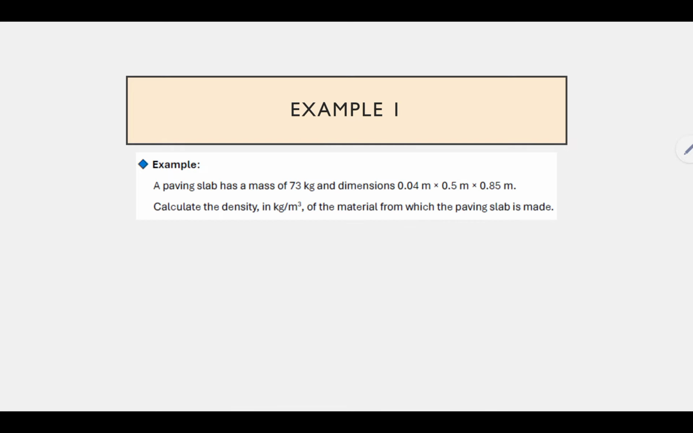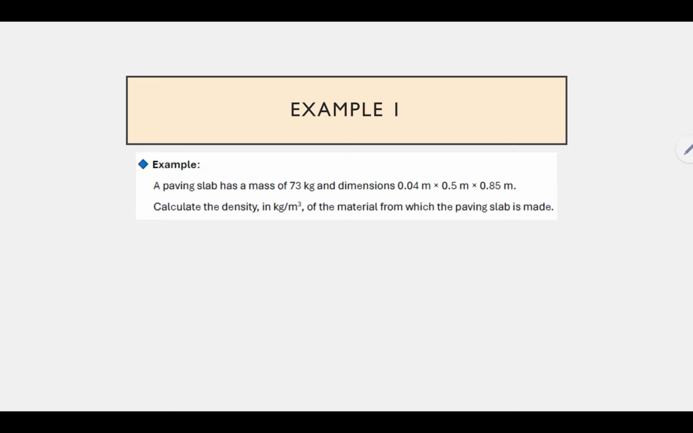Here, we have to be very careful to look at the unit of density. It's kilograms per meter cube. So before I even answer, I have to make sure that my mass is in kilograms and that the dimensions which I'll get the volume from are all in meter to give me the meter cube. My mass is in kilograms, so that's good. My dimensions are all in meters, so that's good as well. Now I can start calculating.